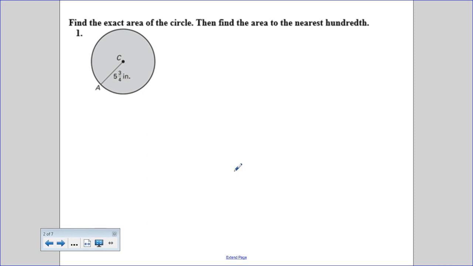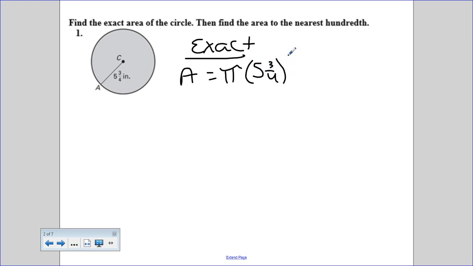All right, so here's an example where it says find the exact area of the circle and then find the area to the nearest hundredth. Well, exact means leave it in terms of pi. So if I'm going to do it exactly, I'm going to say the area equals pi times 5 3/4 squared.